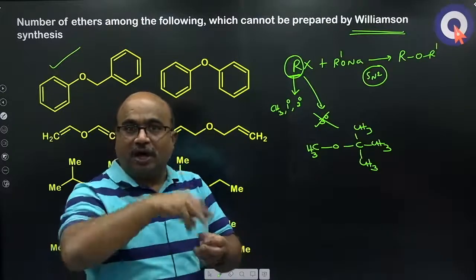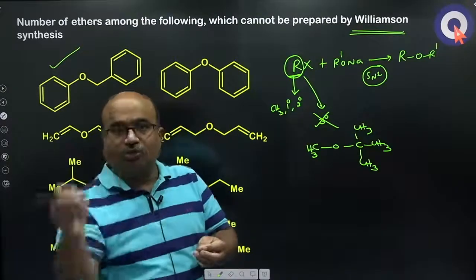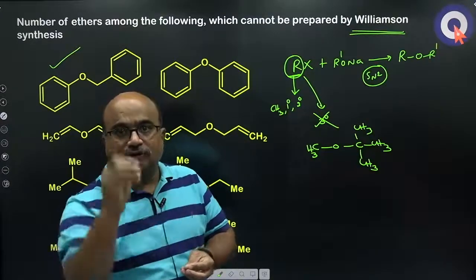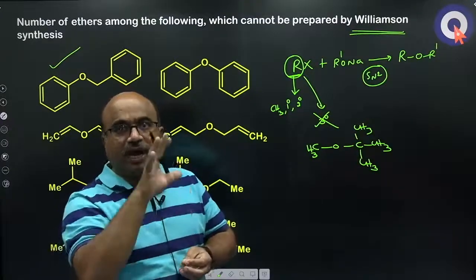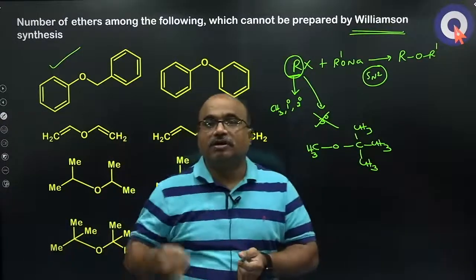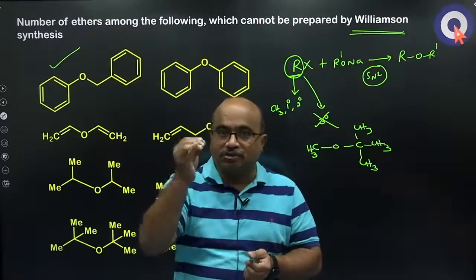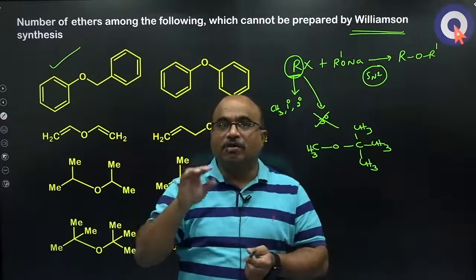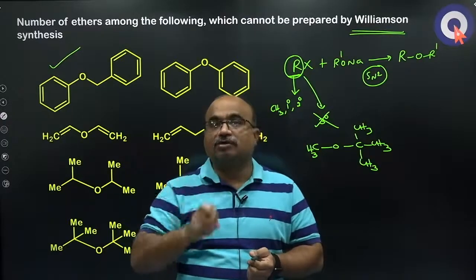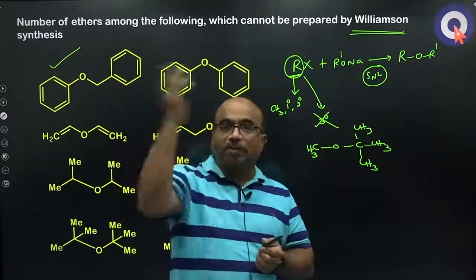Clear? But in phenyl halides, you can't substitute with OR. So we can't do the substitution in aryl halides. The halogen cannot be replaced. So there is a specific condition. There must be electron-withdrawing groups at ortho and para positions. Then only aryl halides can undergo substitution reactions. So you can replace it.